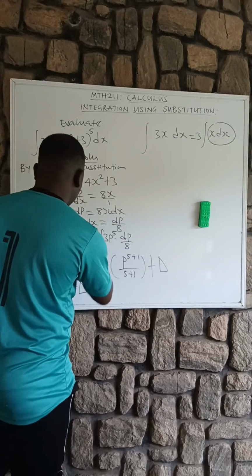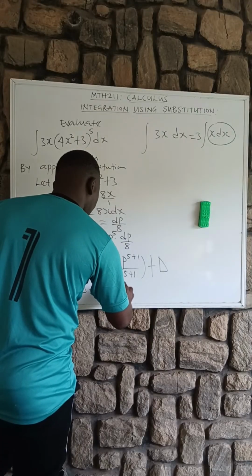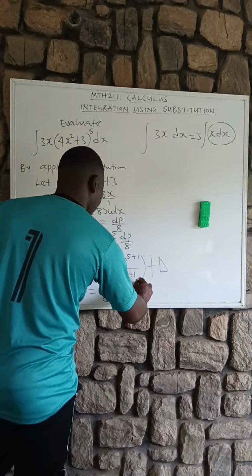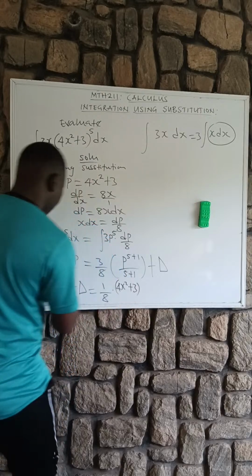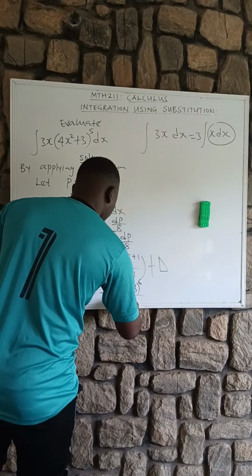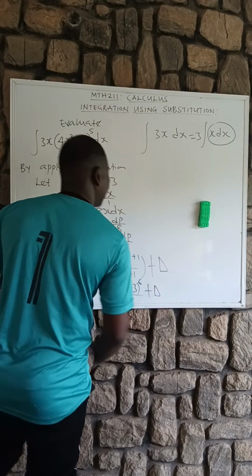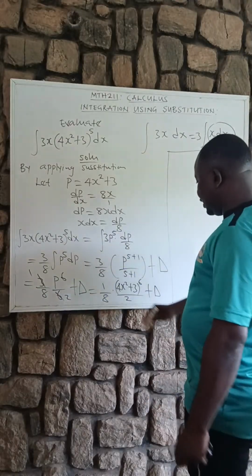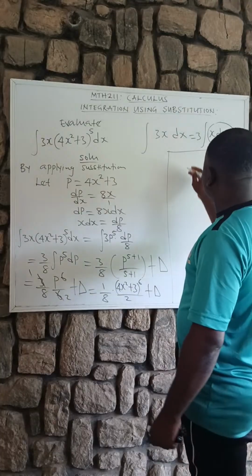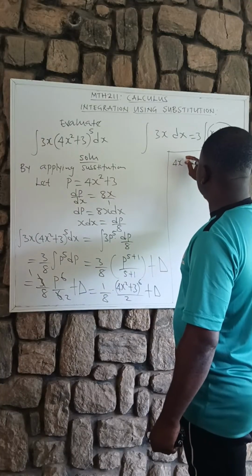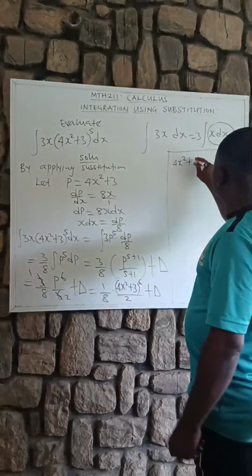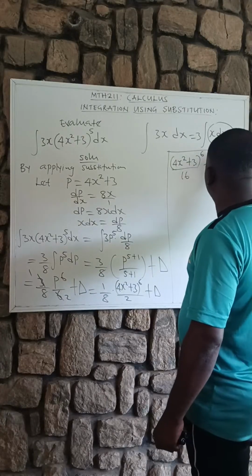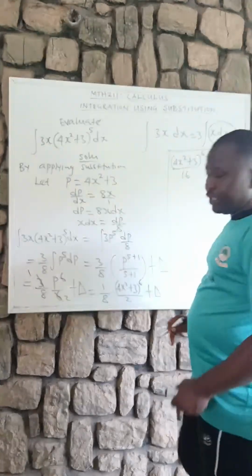Then what is our p? Our p is 4x squared plus 3 all in bracket raised to the power of 6 all over 2 plus d. Then the final answer will be, use this to multiply. So here will be 4x raised to the power of 2 plus 3 close brackets raised to the power 6 all over 16 plus d. This is the final answer.